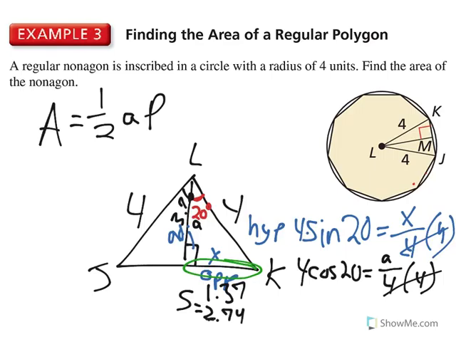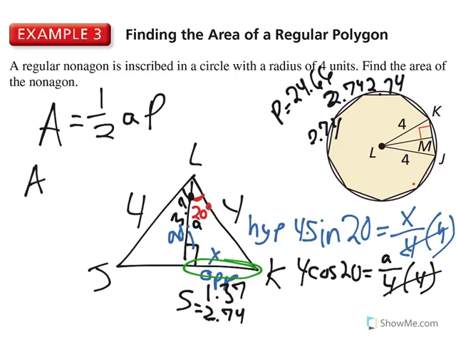And so my perimeter would be every single one of these sides over here, 2.74, right? All the way around. And so I would have it 9 times. Either I can add it all up 9 times, or it's the same thing as multiplying it by 9. So the perimeter of this shape would equal 24.66. And so now to find my area, I'm just going to plug everything in.